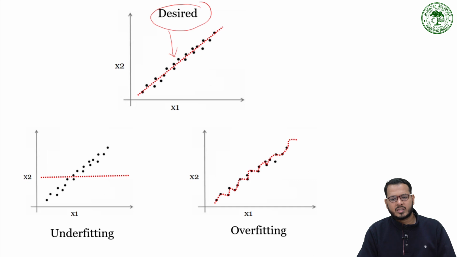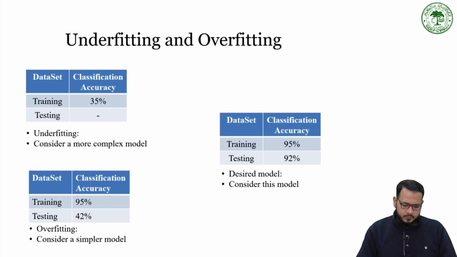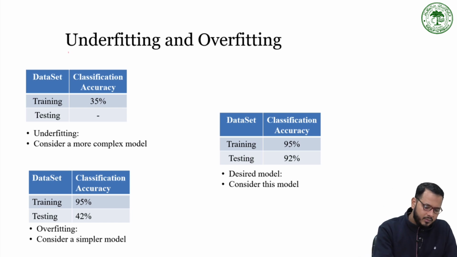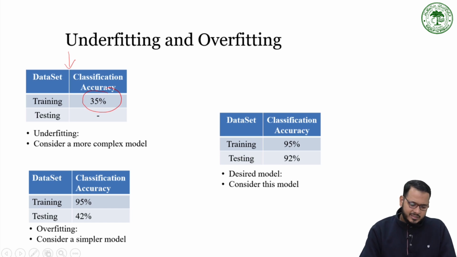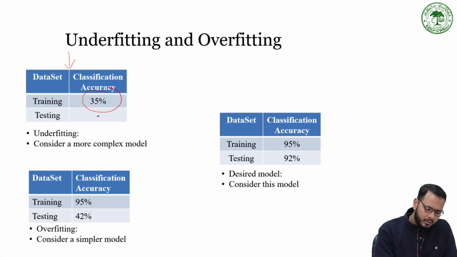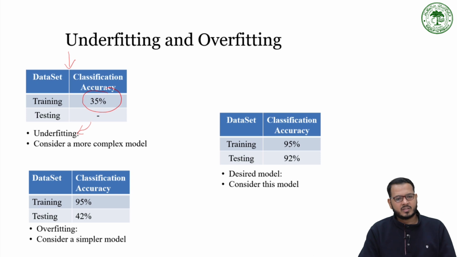Now, how do these concepts manifest themselves in numbers? This first scenario here represents that when we come up with a model and the training accuracy is very low, it is an indication that our model is suffering from the problem of underfitting, and maybe we need to increase the complexity of our model.